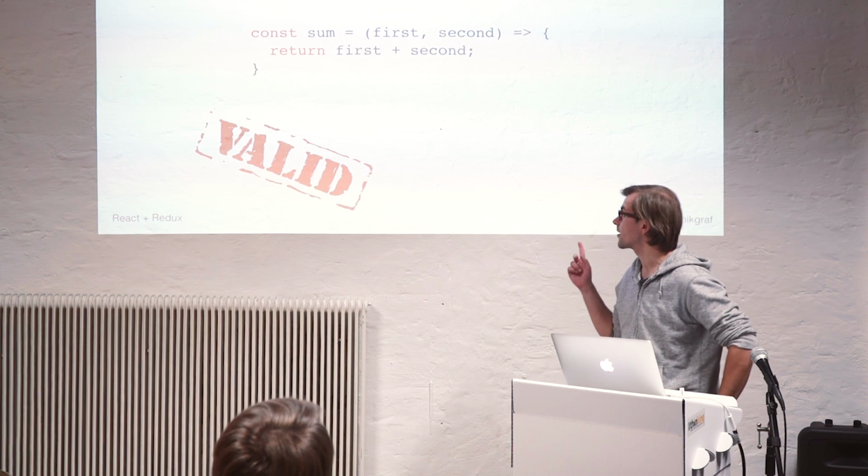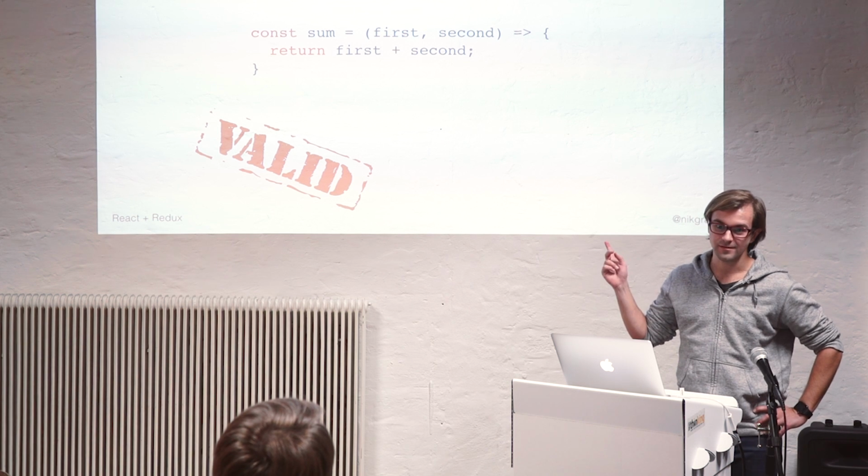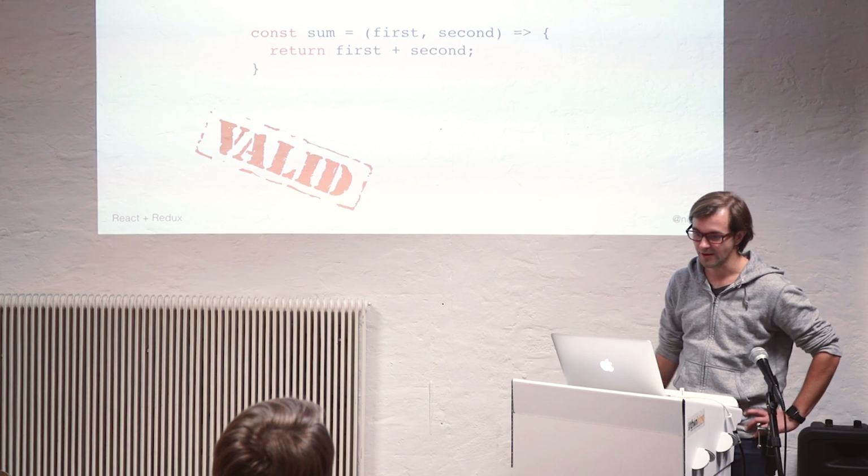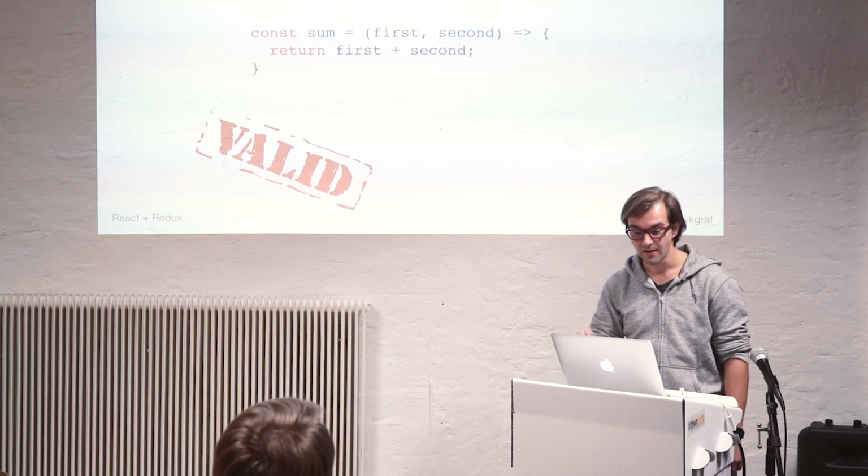First of all, the warning up front. I use ECMAScript 2015 in these slides because it's just way more concise. So this is a function definition. We generate the sum of the first and second argument.